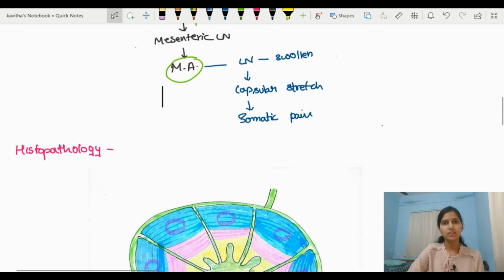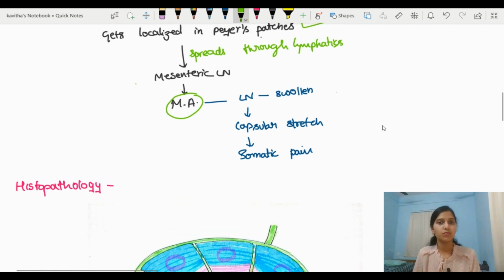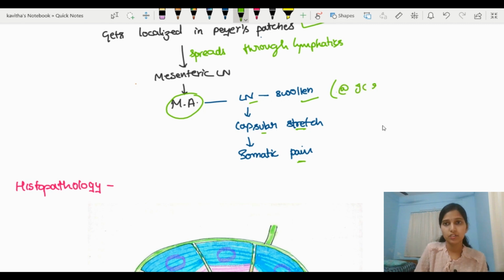Then what happens here? In mesenteric adenitis, the lymph nodes will be inflamed. That means they will be swollen, causing the capsule to stretch. What happens when there is a capsular stretch? It causes pain. That is somatic pain. As I have already told you, the most common region is the ileocecal region. The patient will experience pain at the right iliac fossa region.